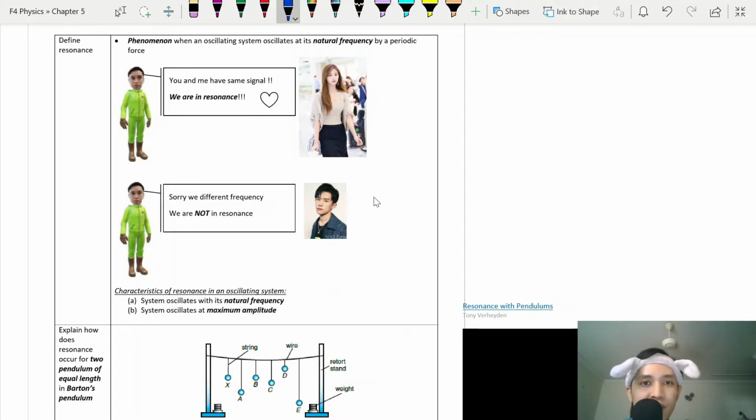If you look at resonance, the easiest way for me to explain resonance is that when two objects are vibrating or oscillating at the same frequency. If you're oscillating at the same frequency, you move at the same frequency, meaning you are at resonance.